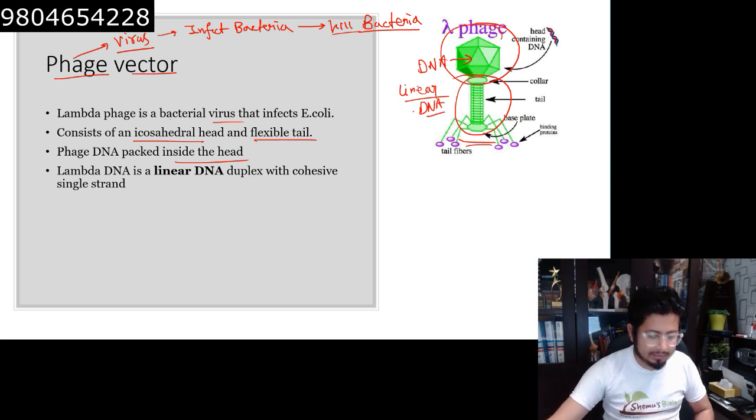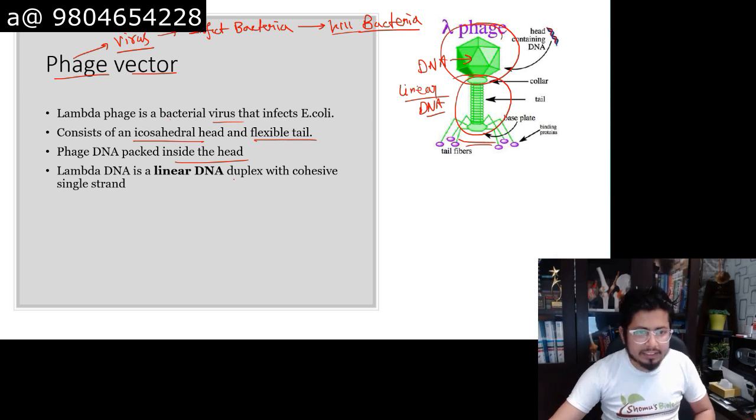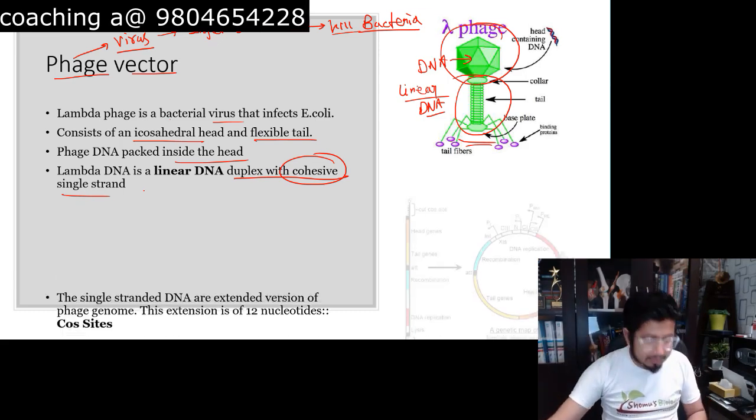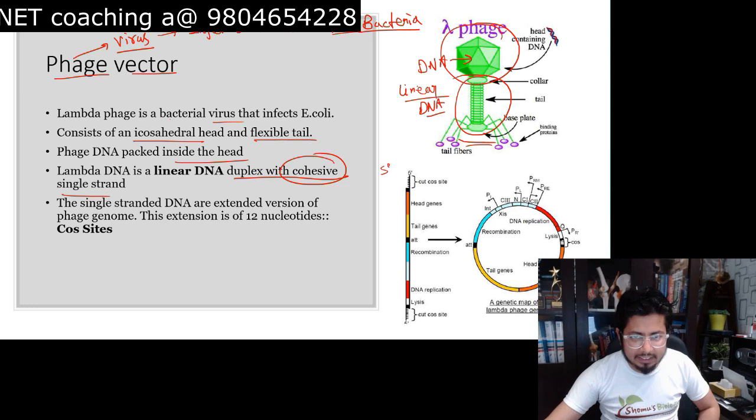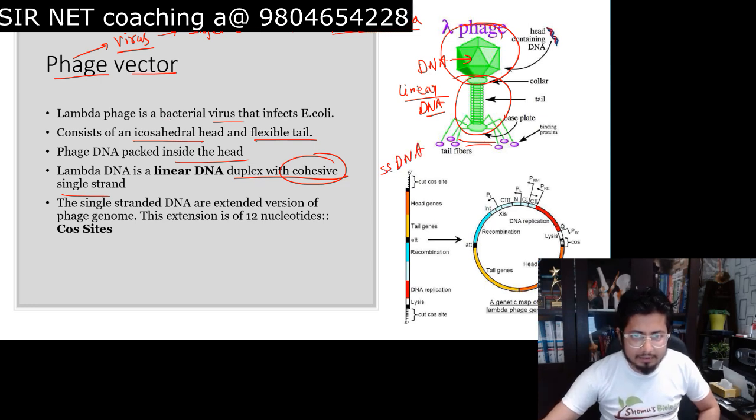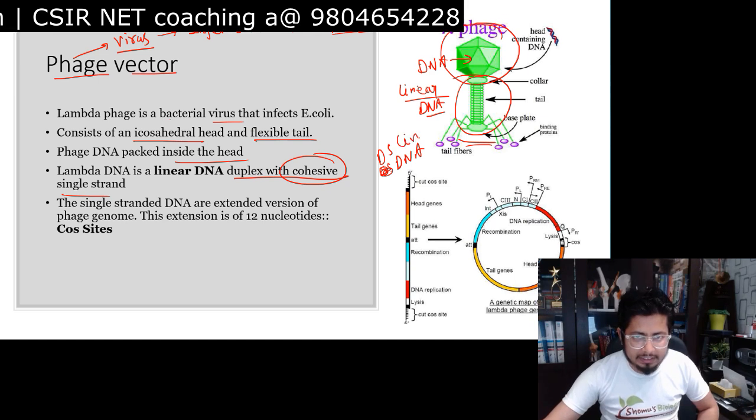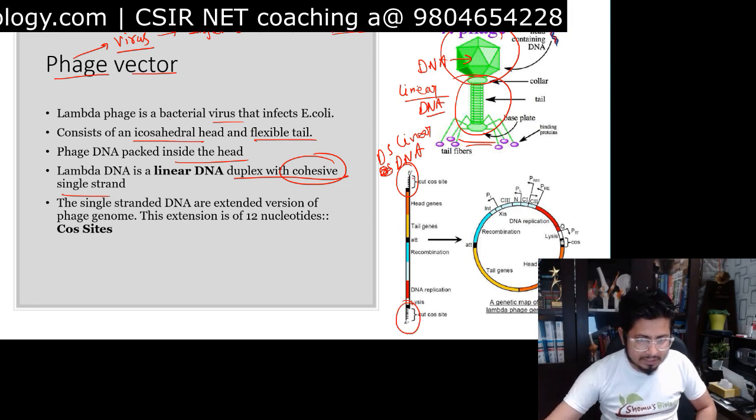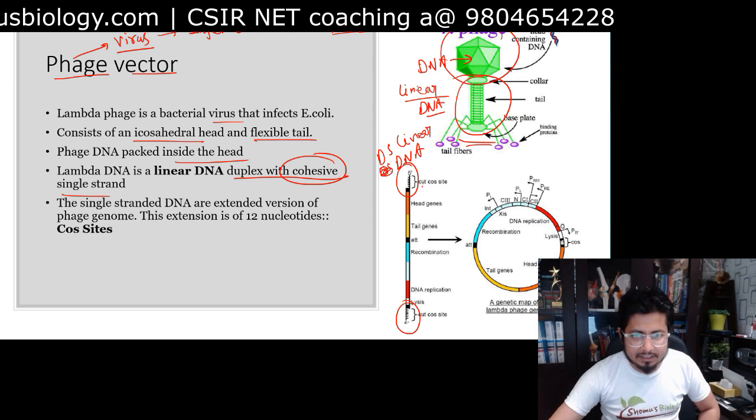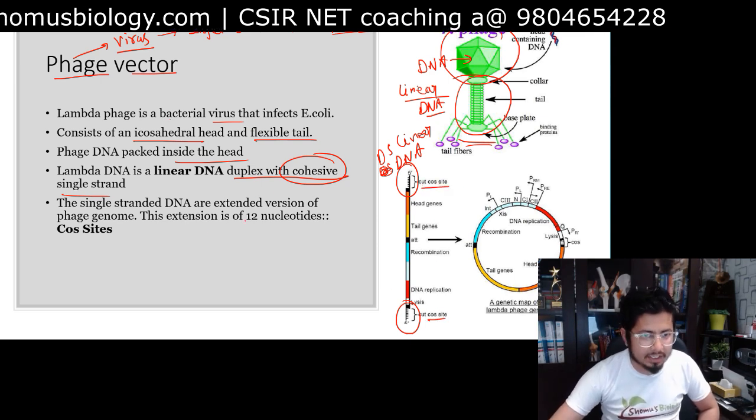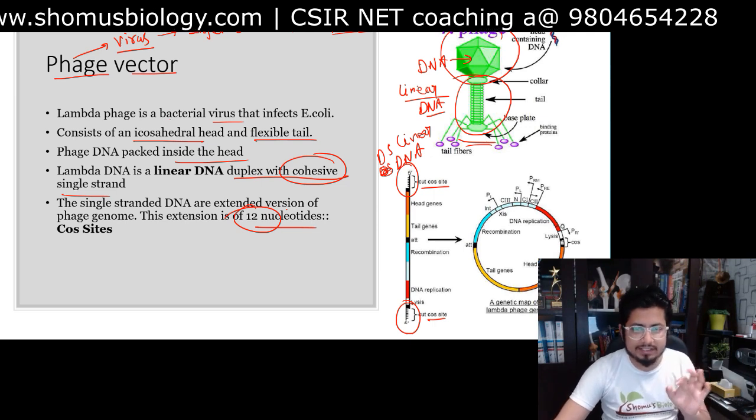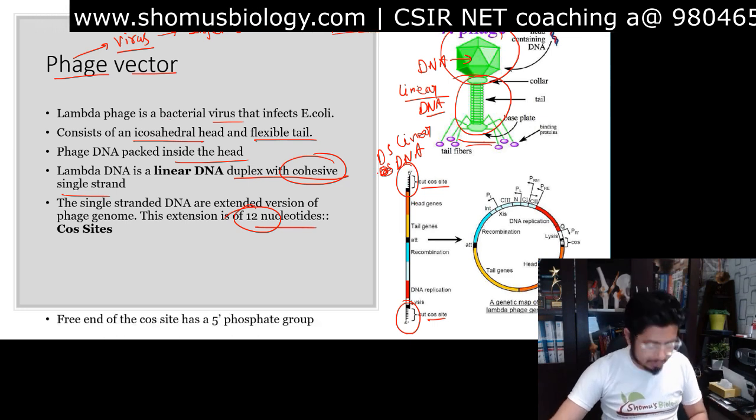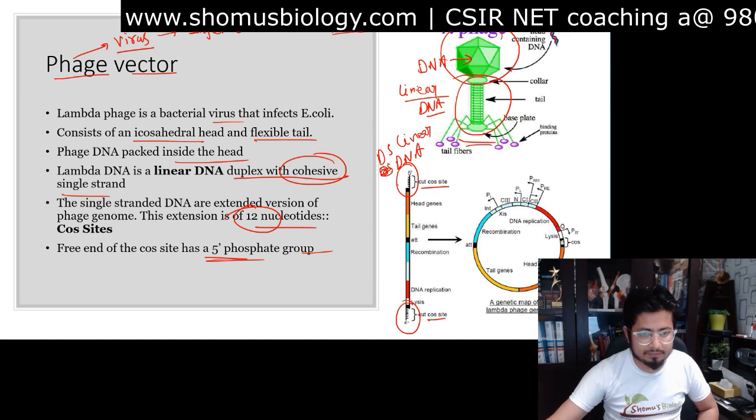It is linear double-stranded DNA. Now the thing about the linear double-stranded DNA is that it has cohesive single-stranded ends. They are known as cos sites. You can see that this is single-stranded DNA. You can clearly see the double-stranded linear DNA, and at the 5' terminal of both the strands, they have single-stranded sites known as cos sites. These are cohesive ends, approximately 12 nucleotide extensions from both the strands of the DNA at the 5' site. You can clearly see the end of the cos site is a 5' phosphate group from both the strands.